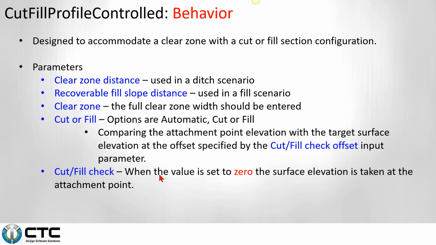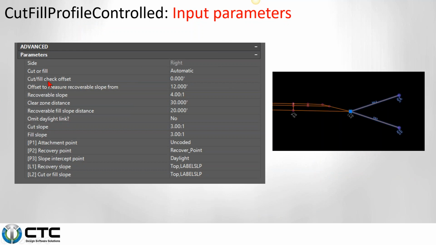Well, that cut, fill, check, when the value is set to 0, the surface elevation is taken at the attachment point. So right here, my cut, fill, check, offset is set to 0, so it will look at the elevation right there at the attachment point. If I were to put in 2, it would actually come off the center line 2 feet and check the elevation there. If I put in -2, it would go to the left side 2 feet and check the elevation there. But by having that cut, fill, check, offset set to 0, it will look at the attachment point.